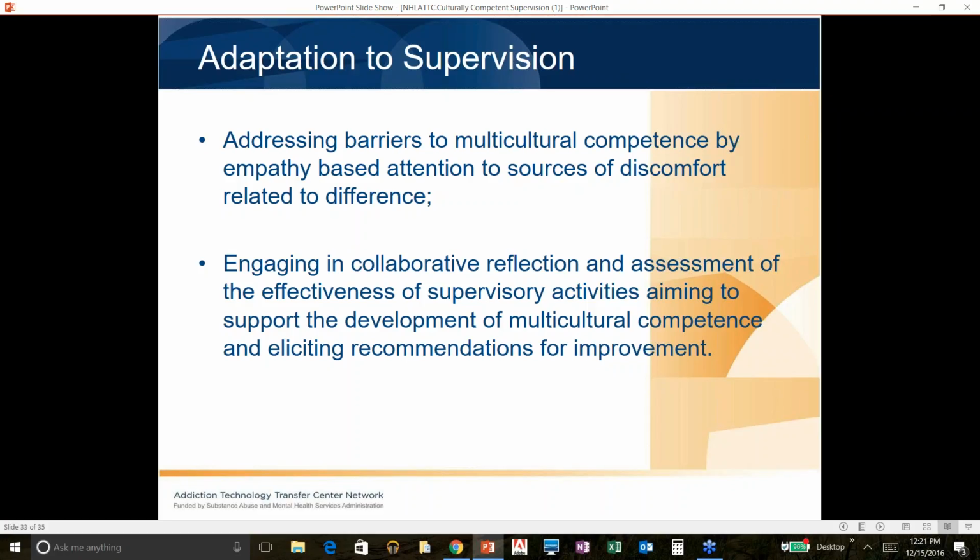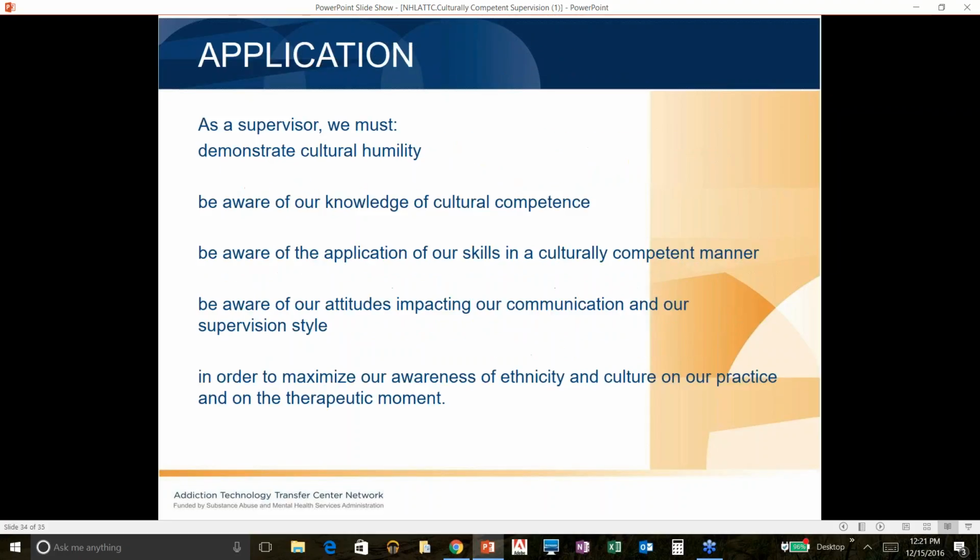And then engaging in that collaborative reflection, an assessment of the effectiveness of supervisory activities. Are we doing a good job? Are we doing what we need to do? It supports the development of that competence and elicits recommendations for improvement. And so here are just a few things. Here's my bottom line of what you have to do.